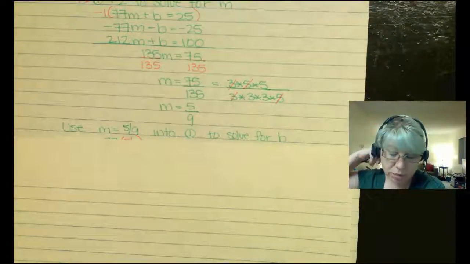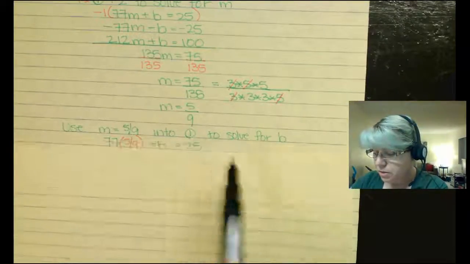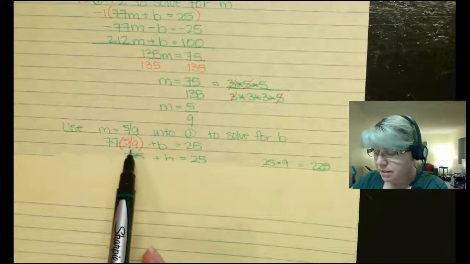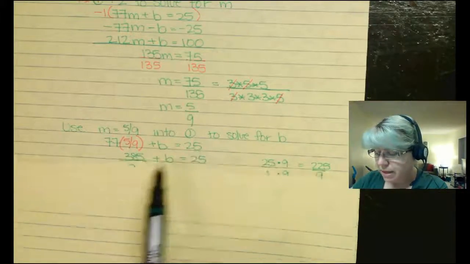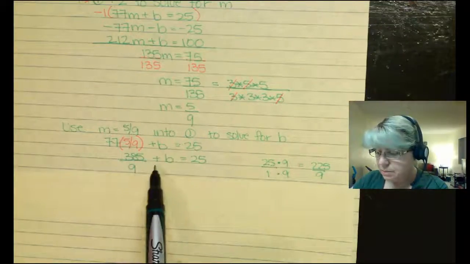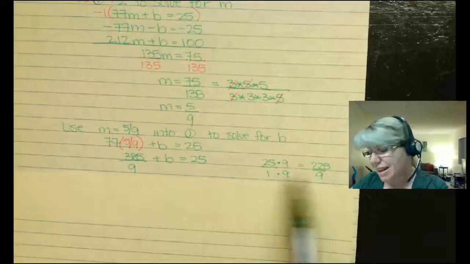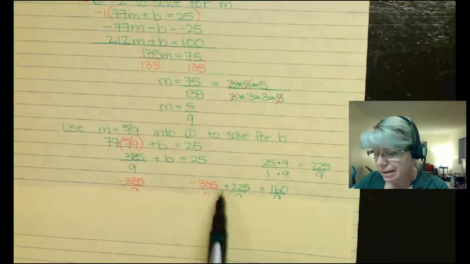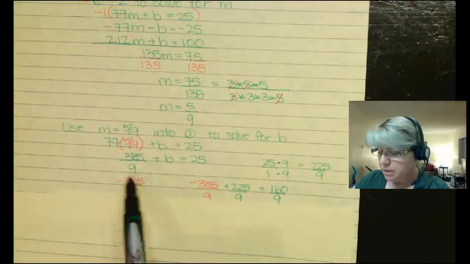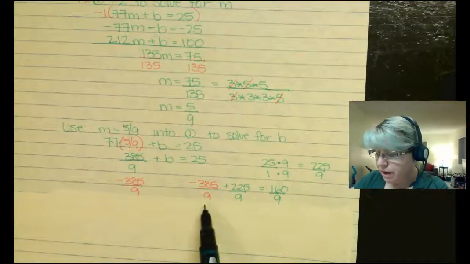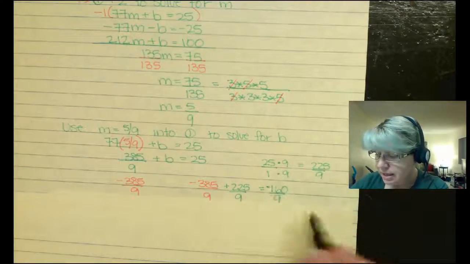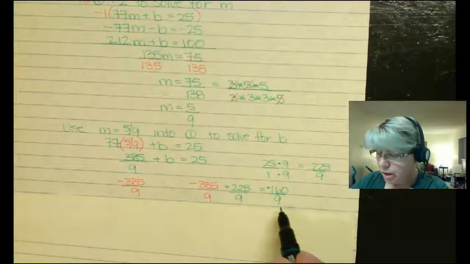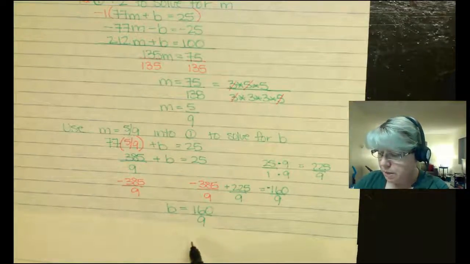Now I need to plug in 5/9 to solve for B. I'm just going to plug it into the first equation. It really doesn't matter which one you plug it into. 77 times 5/9 plus B equals 25. That's 385/9 plus B equals 25. I've got to find a common denominator if I'm going to combine fractions. So I'm going to subtract 385 from both sides. 25 converts to 225 over 9. That gives me -160 over 9 equals B.